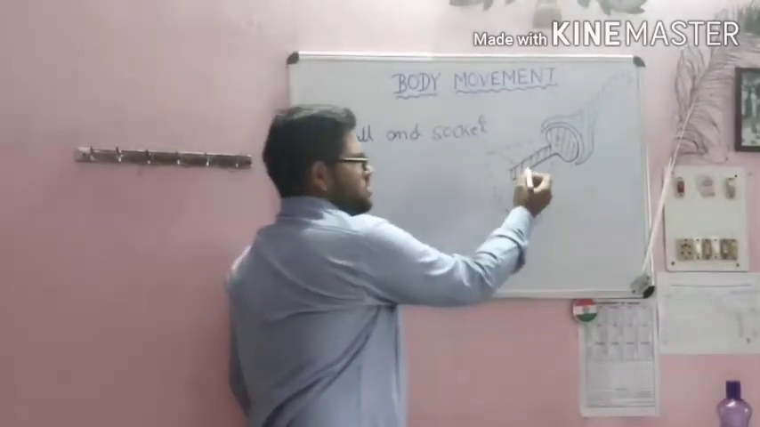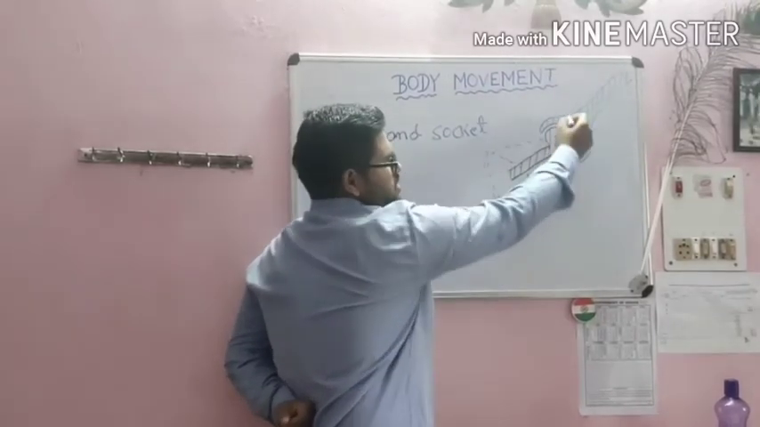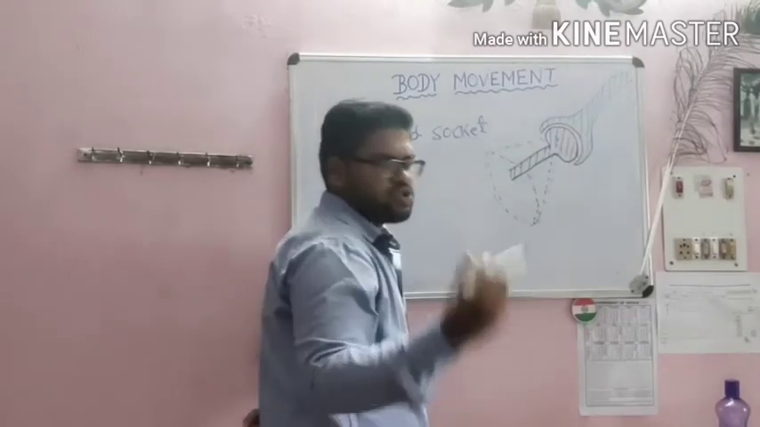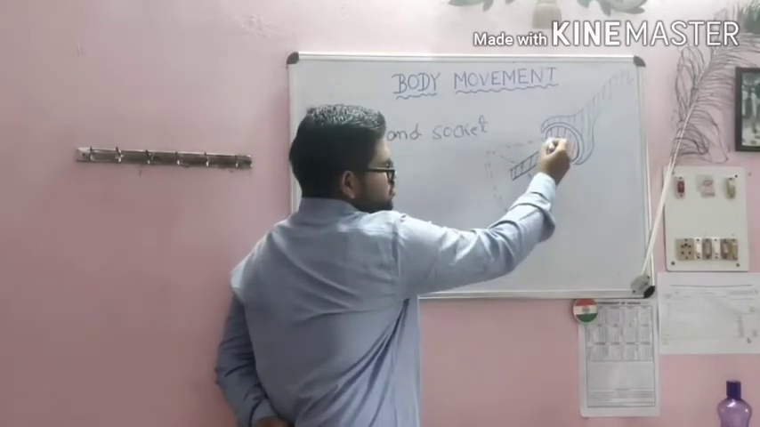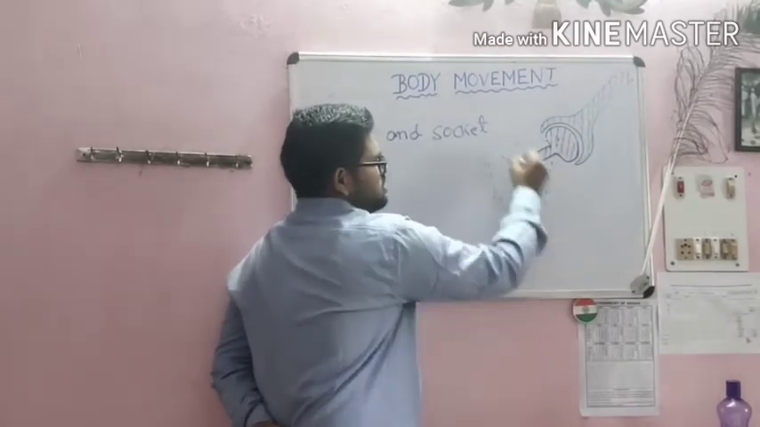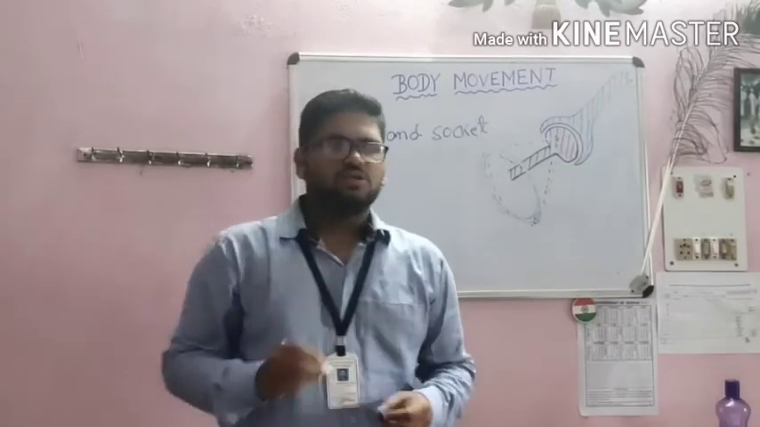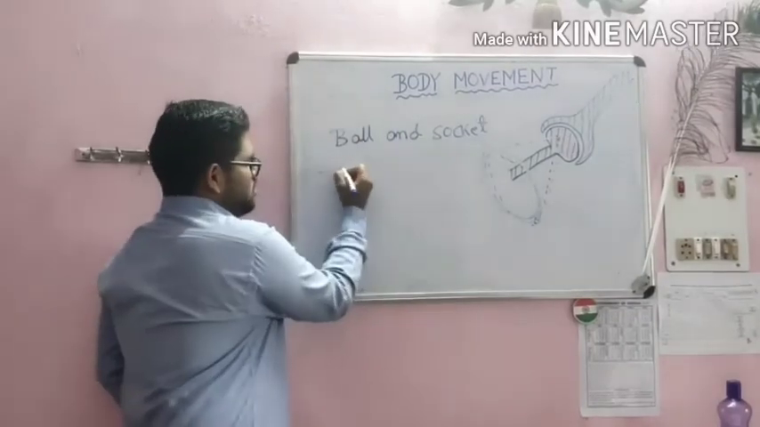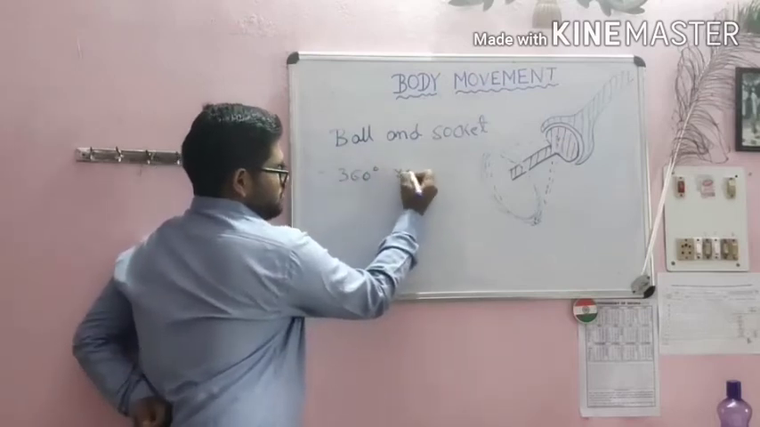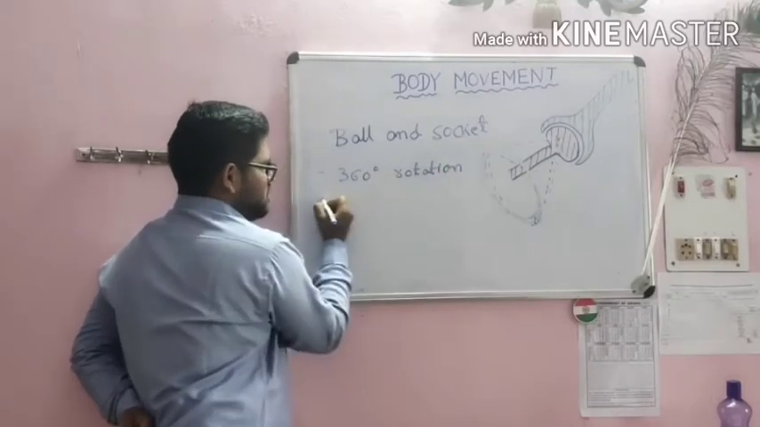You can see in this picture, this is one bone whose head ends in the form of a ball, and this is another bone whose head ends in the form of a bowl or socket. So this bone starts rotating. It can move in 360-degree rotation. So this is called ball and socket joint. So write down the point of it: it allows the movement of the bone in 360 degrees.